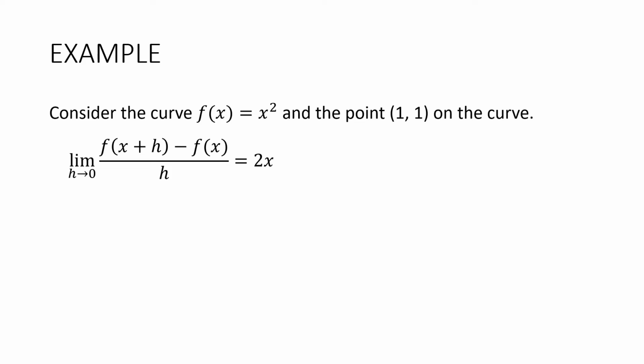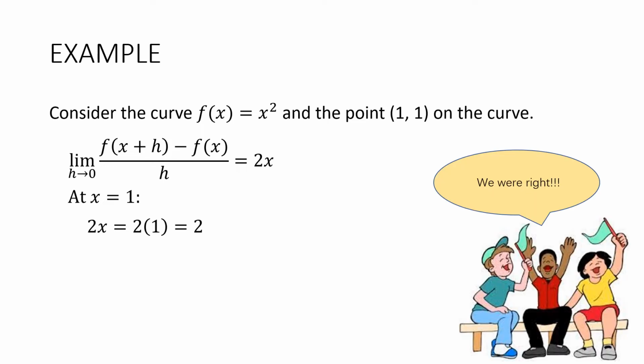So what does that mean? Well, this is the gradient of all the tangents to this curve. We want the tangent at x equals 1. All we have to do is substitute it in. So 2 times 1 is 2. So the gradient of the tangent to the curve f of x equals x squared at the point (1, 1) is 2. Guess what? We were right.